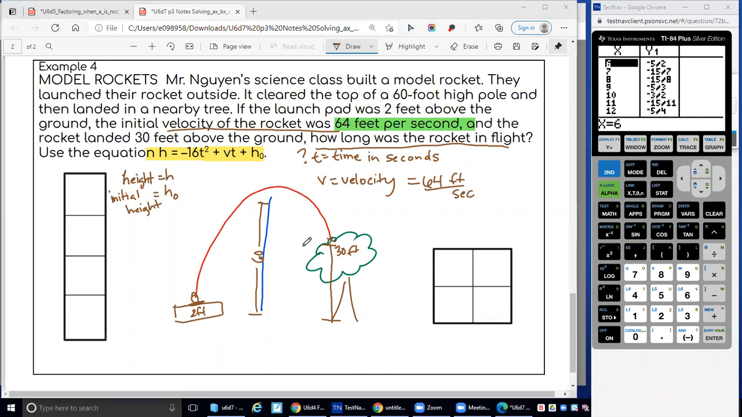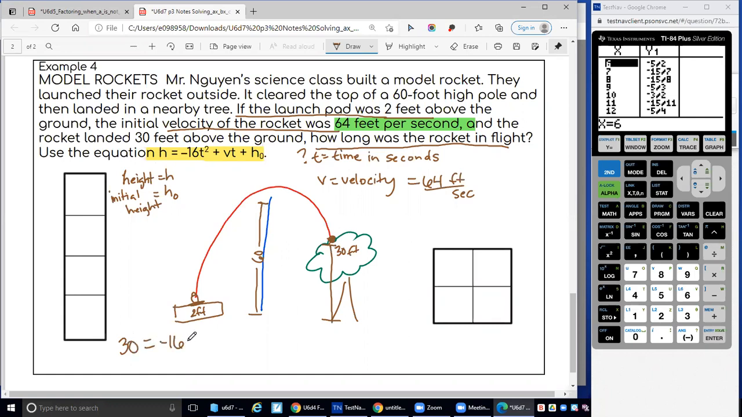Questions? All right. So let's go ahead and set up our equation. I'm going to go ahead and write it down here. So I've got H. What is the height that we're looking for? Let's say we got 2 feet above. That was where it launched, right? And then it lands at 30 feet. And they want to know how long the rocket was in flight. So all the way from here to right here, right? So 30 feet is what we want to replace H with, 30.